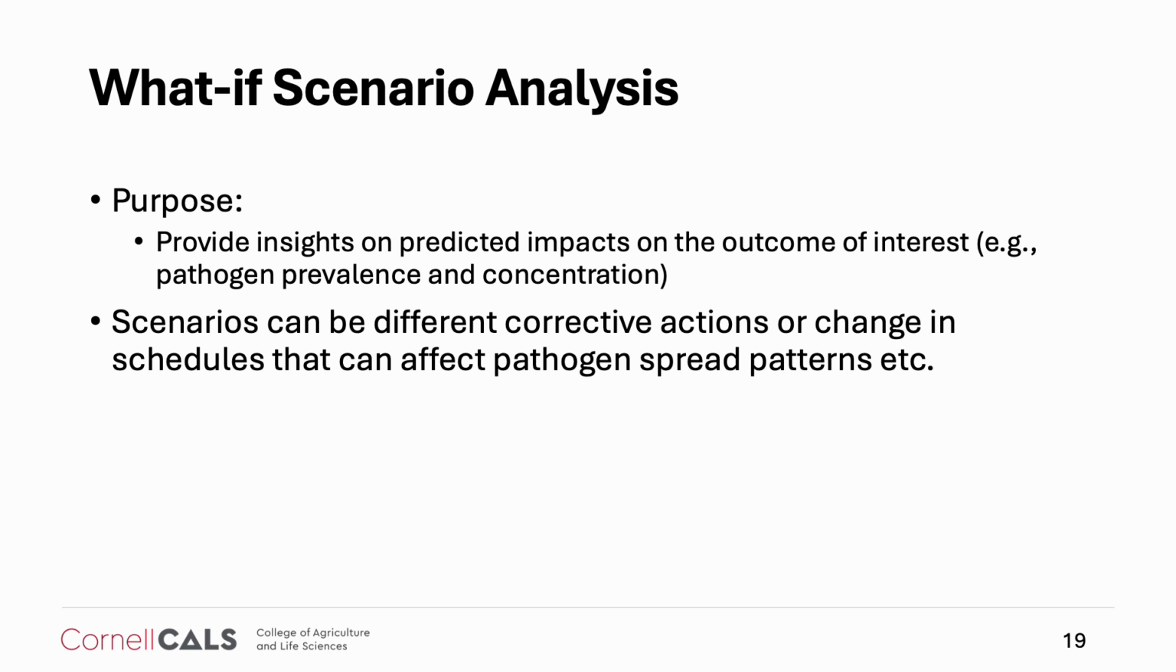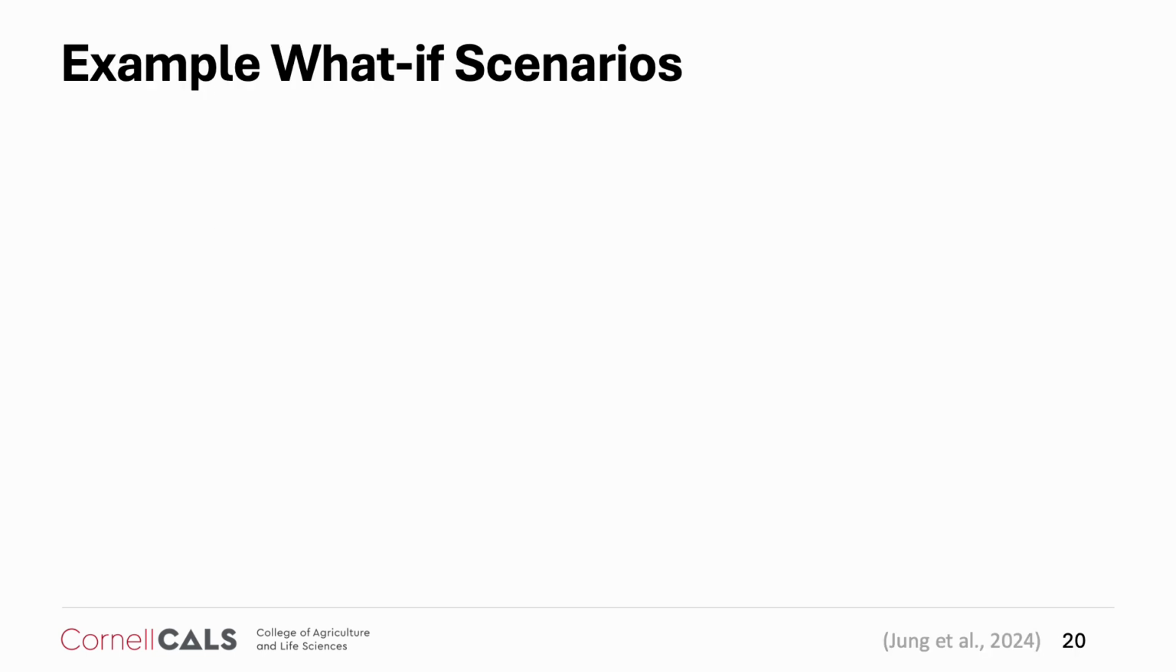The last example of statistical analysis that I want to introduce here is what-if scenario analysis. The goal of the what-if scenario analysis is to test various scenarios and provide insights on predicted impacts on our outcome of interest, which in our case would be pathogen prevalence and contamination level. Your scenarios can be different corrective actions based on some of the sensitive parameters identified from sensitivity analysis, or changes in cleaning schedules or cleaning frequency that could change the pathogen spread patterns. So it is good to think of the feasibility of these scenarios and how they can be applied in reality as you come up with these scenarios.